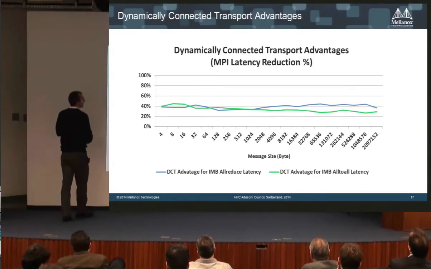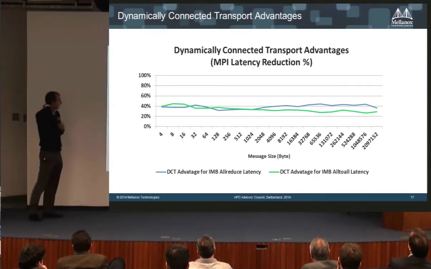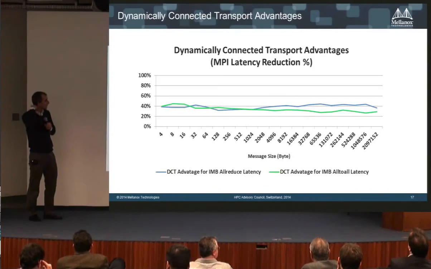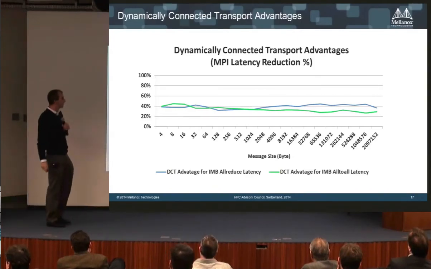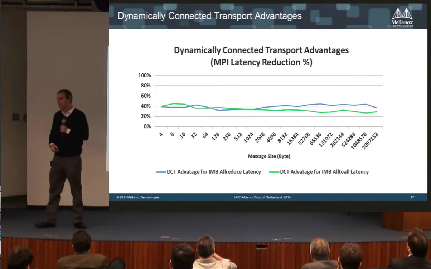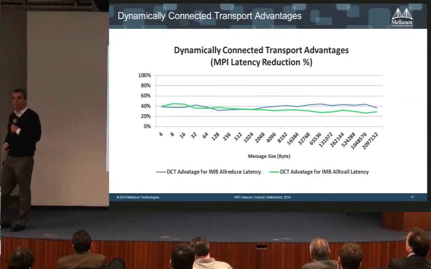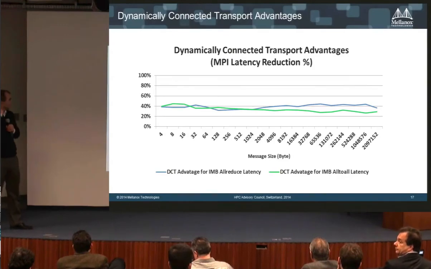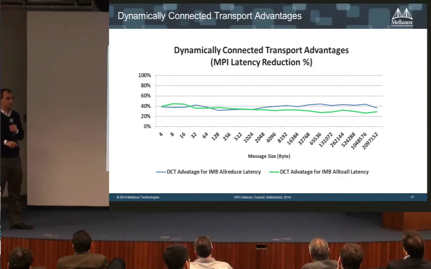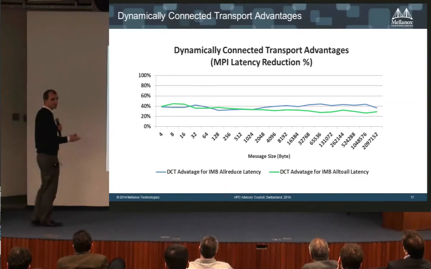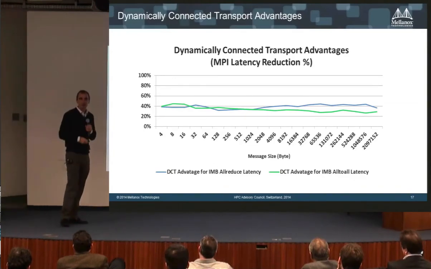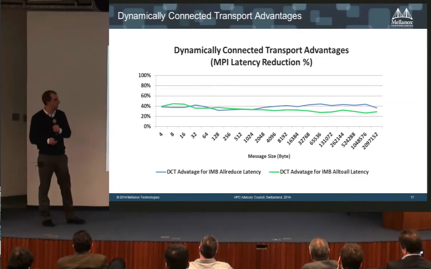This is a run of IMB using the dynamically connected transport for varying message sizes and showing roughly 40% reduction in the latency for the entire job through the use. The only difference was the use of DCT instead of the older, more common and prevalent reliable connected.